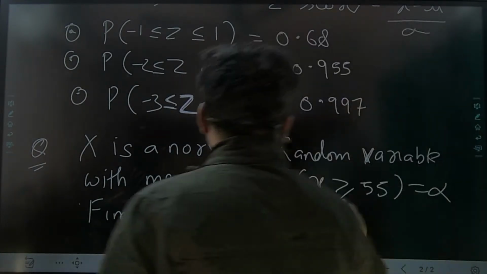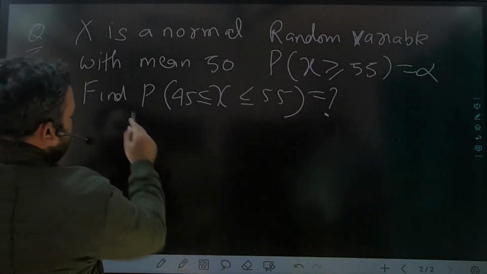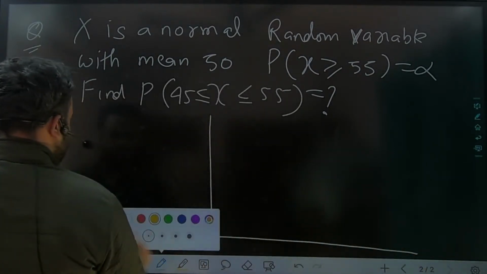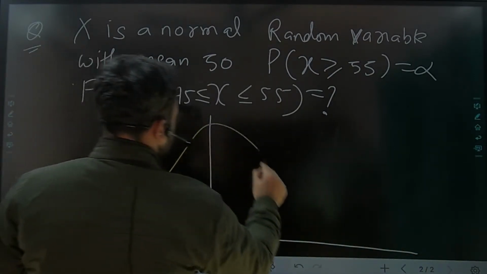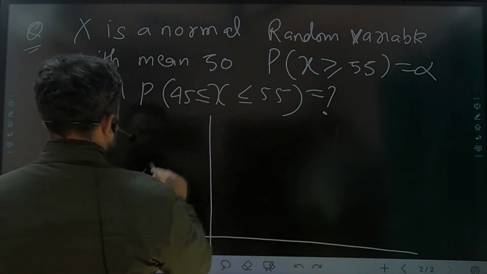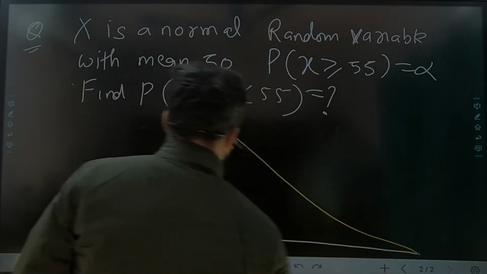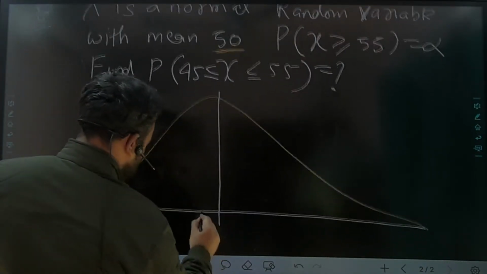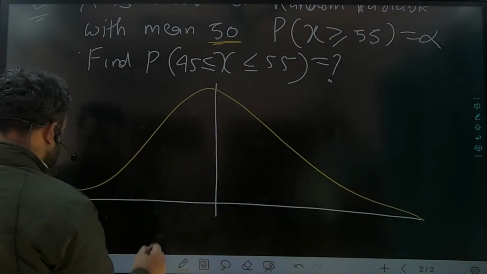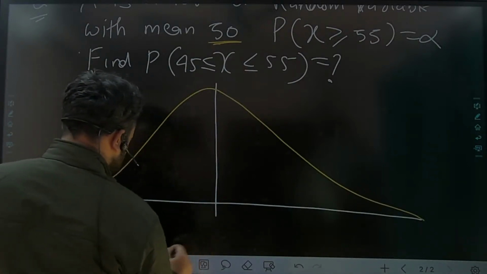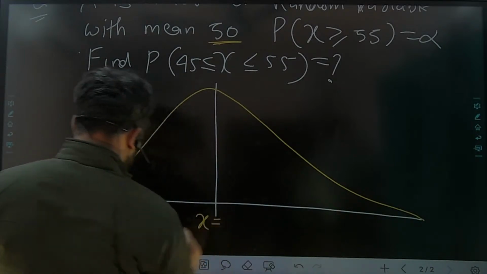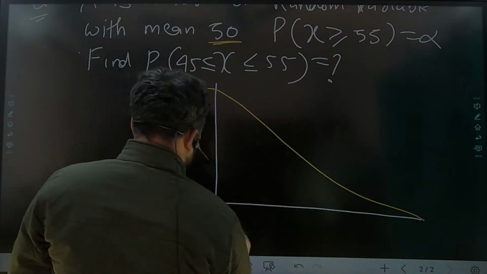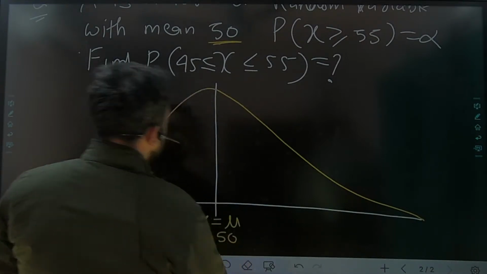See how to make use of this information. Just quickly draw the bell-shaped curve. What have they given? Mean value is 50, so the mean value will be here. This is the mean value. So x is equal to mu, that is given as 50. Mean value has been given as 50.